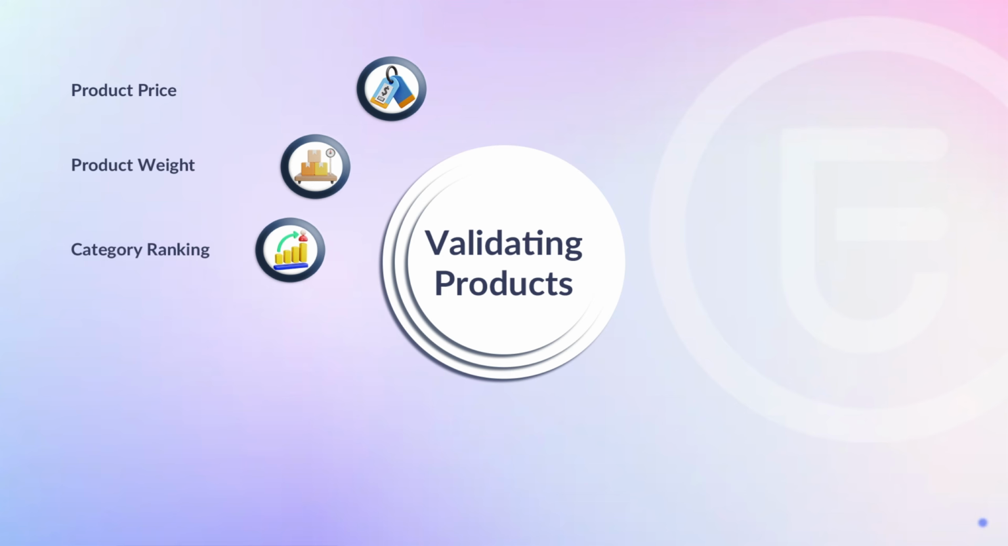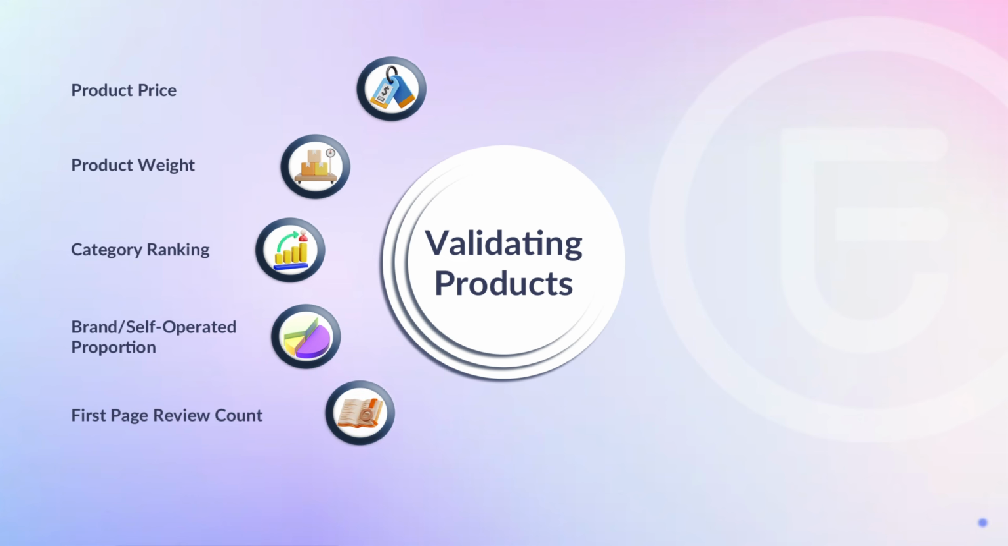Look at the category ranking. Aim for products ranked within the top 6,000 in their category. This indicates there's demand but not overwhelming competition. You should also check the brand or self-operated listings. If big brands dominate more than 30% of the market, it could be harder to compete. Look for products where smaller sellers can still make a mark. Review count also matters. Check how many reviews the product has on the first page. If there are fewer than 50 reviews, that's a good sign.